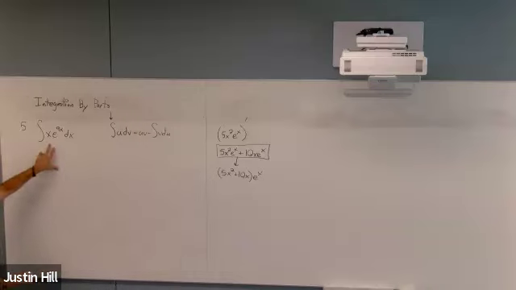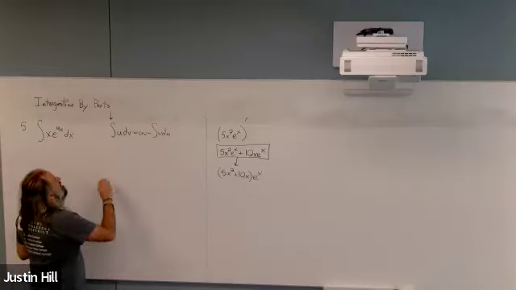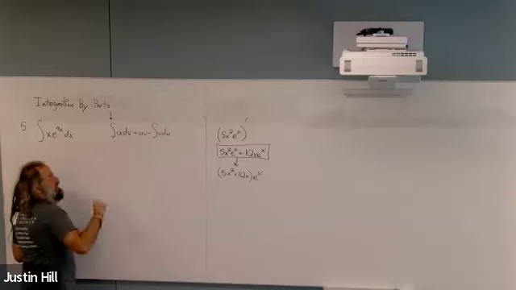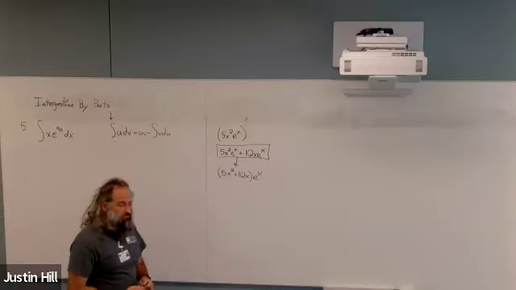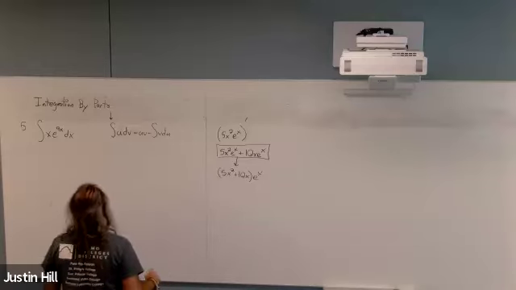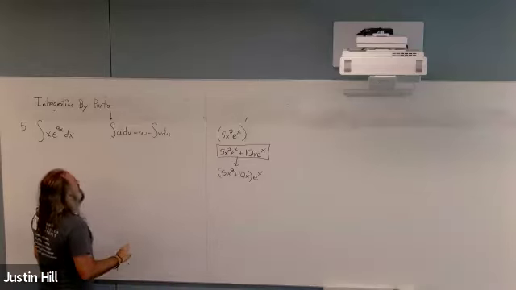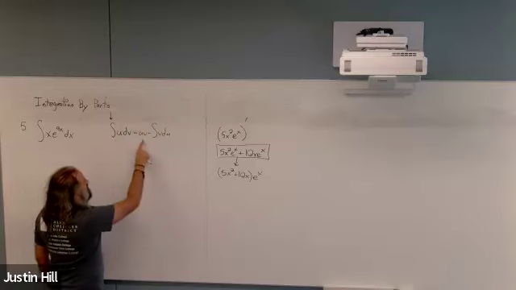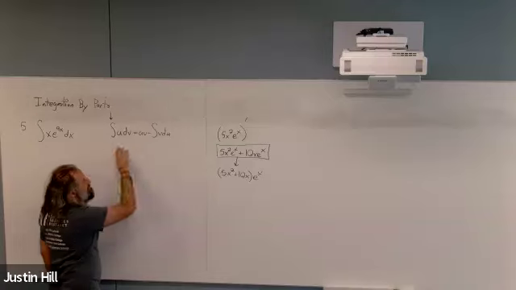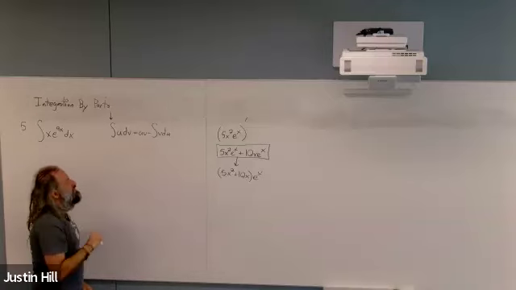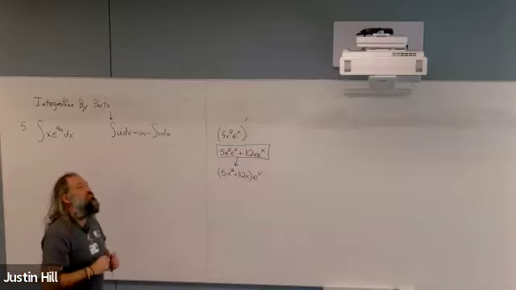So let's start with number 5 here. When I pick u and dv, I do have a couple of guidelines in my head that I've developed after playing this game quite a lot. I want to talk about this pattern, this setup. Give me a second.